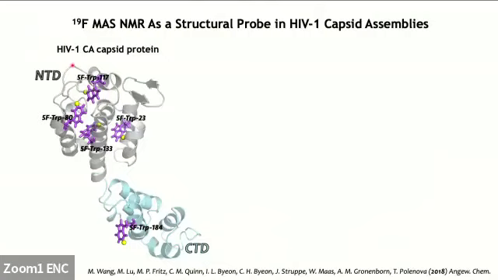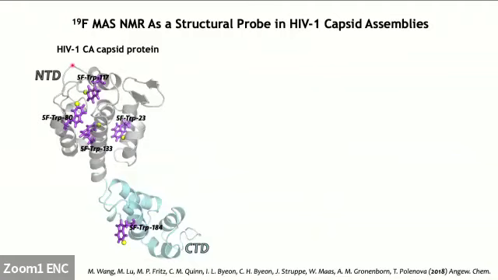Capsid protein, CA protein. I will not talk about the biology or the structure, but just tell you that it's a 231 amino acid residue protein. It has 2 domains, which are alpha helical, and a total of 5 tryptophan residues, 4 of which are in the N-terminal domain, and 1 is in the C-terminal domain.